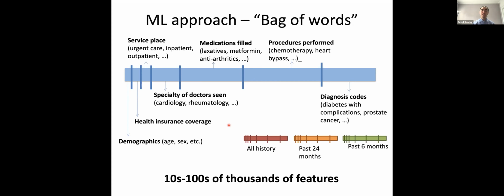Overall, we might have tens or hundreds of thousands of features, and so we're going to need a machine learning approach that can deal with the fact that we're in a very high dimensional setting and can prevent us from overfitting. I'll just pause briefly to see if we have any questions.